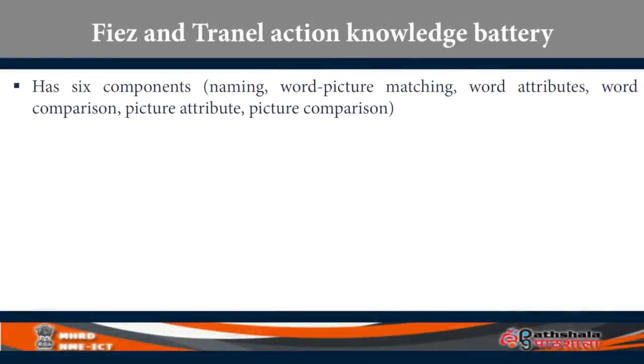Alright. Here I would like to mention, it was developed as early as 1997. It's a battery of tests developed by two researchers called Fries and Tranel. It's called the Fries and Tranel Action Knowledge Battery. This battery has 6 components: naming, word picture matching, word attributes, word comparison, picture attributes, picture comparison.